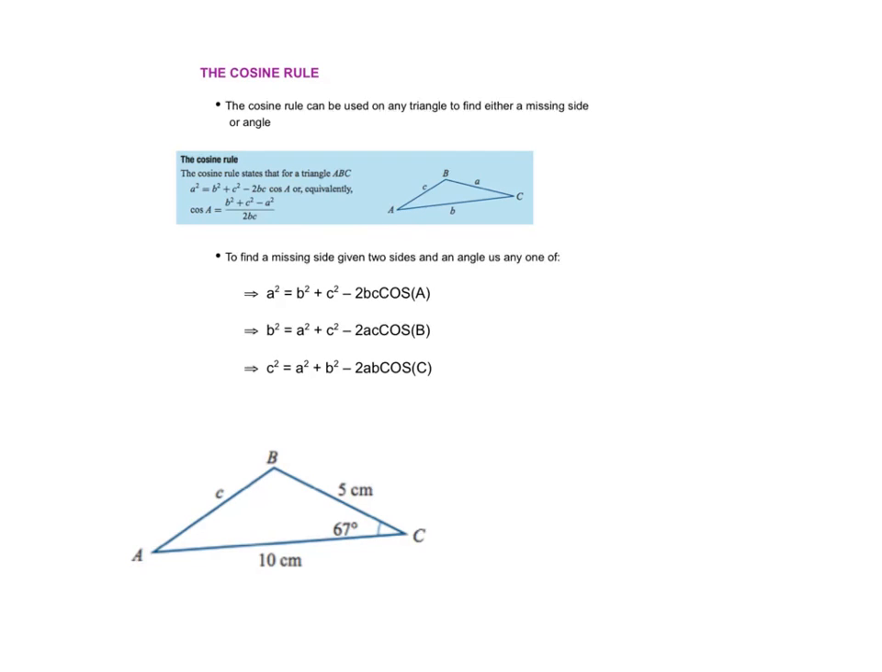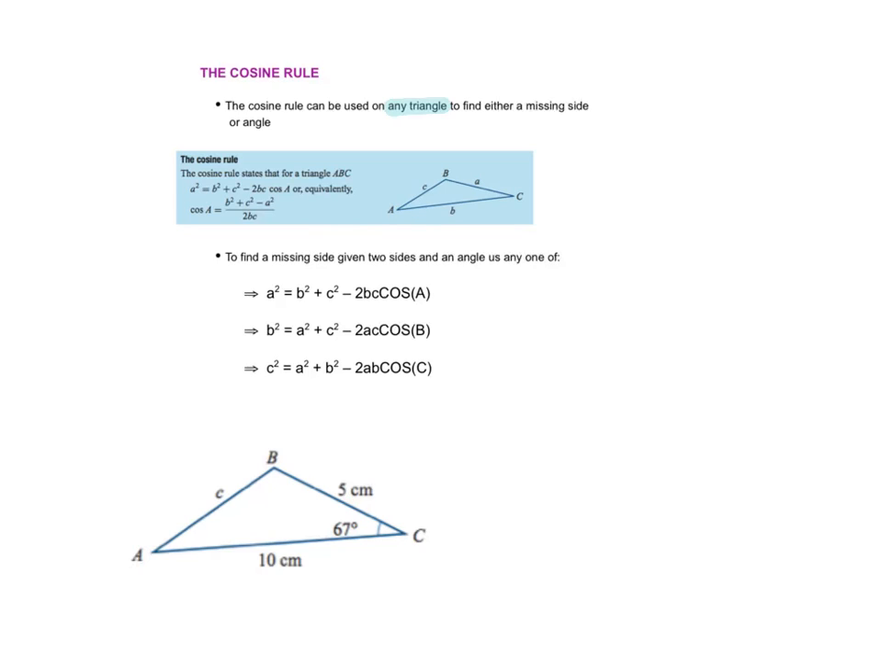Okay, today we're going to look at the cosine rule, and the cosine rule, like the sine rule from the other day, can be used on any triangle. So with SOHCAHTOA, it has to be a right angle. With this sine rule and cosine, it can be on any triangle.